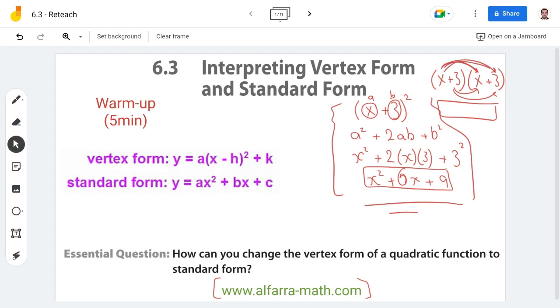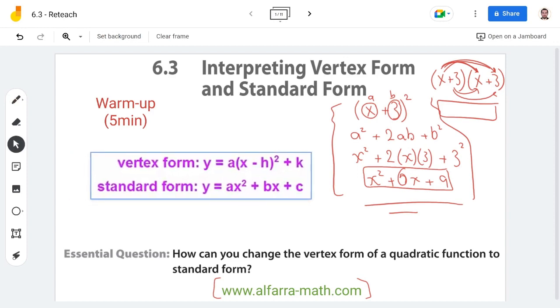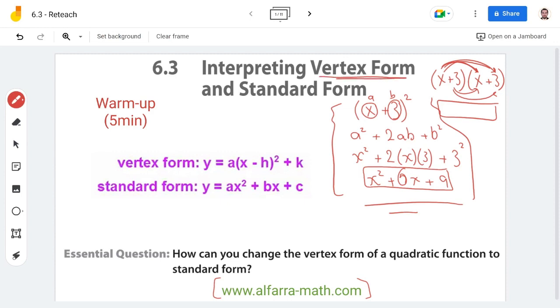Now let's go back to the title itself. Here we have interpreting vertex form and standard form. What are we going to learn in this lesson? We are going to learn how to convert, or change, from the vertex form to standard form. What's the vertex form? What's the standard form? It's written here.